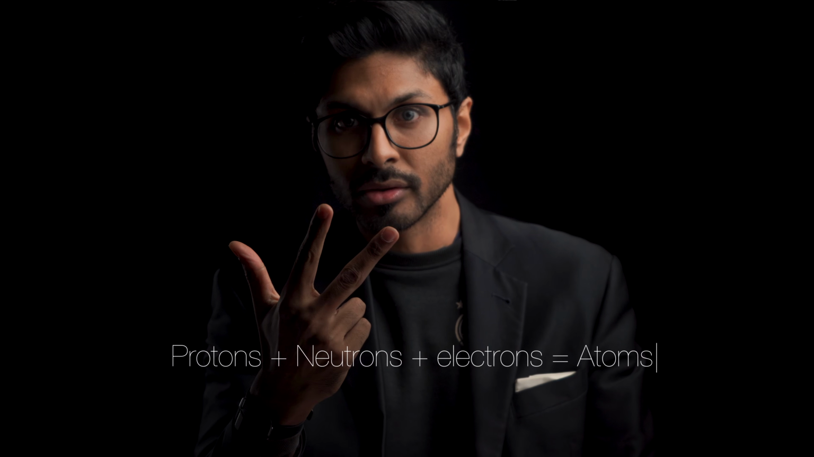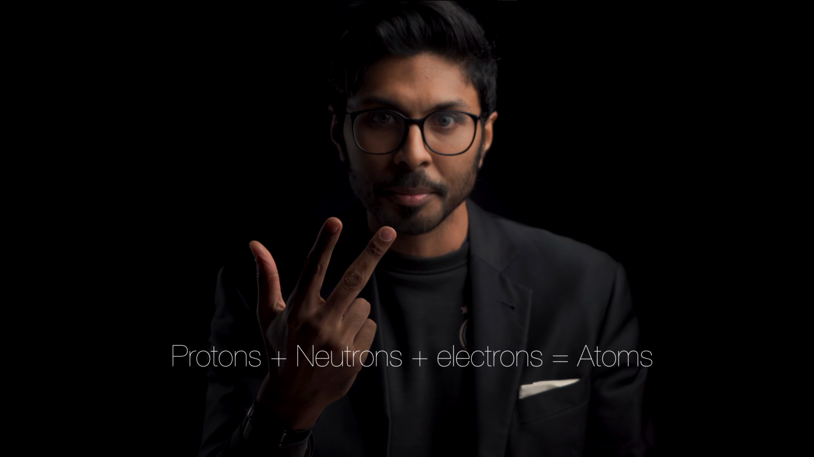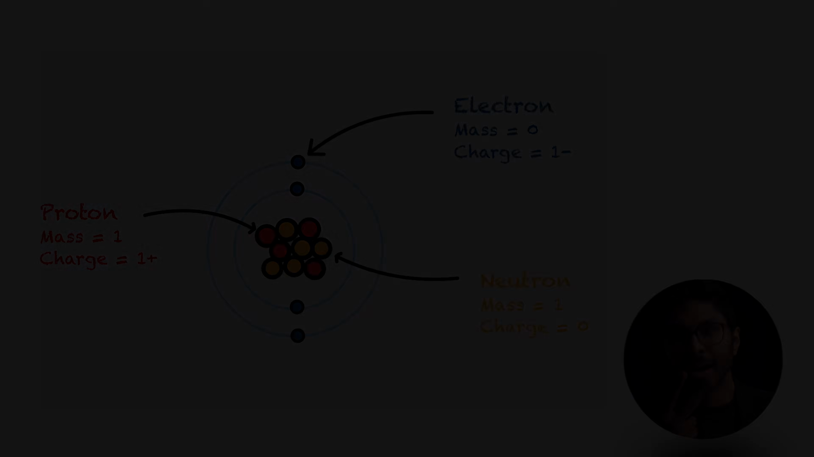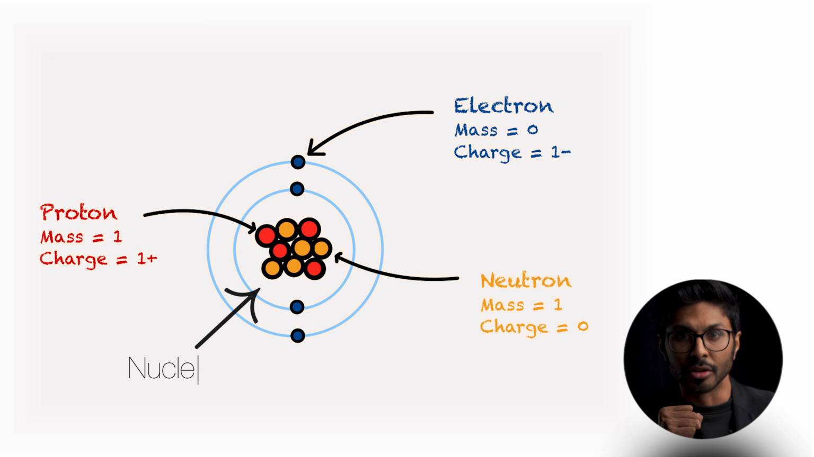At the core of an element are atoms. And atoms themselves are made up of three tiny particles: protons, neutrons, and electrons. You may have heard some of these before. So let's break down what makes up an atom. At the center, we have the nucleus, which is where the protons and neutrons reside. Protons are positively charged and neutrons are neutral.